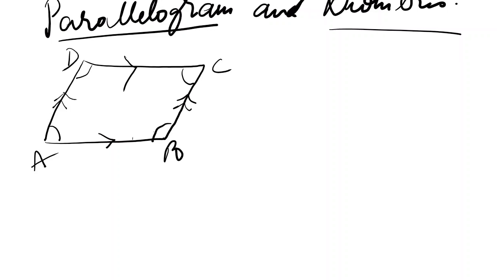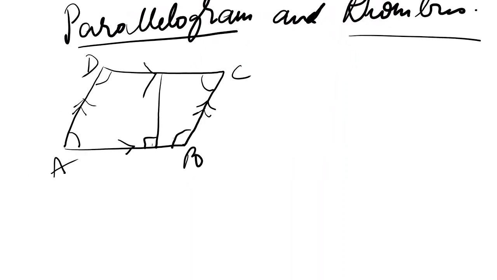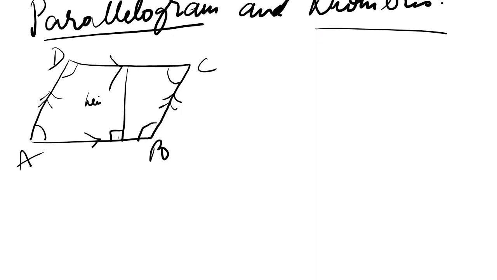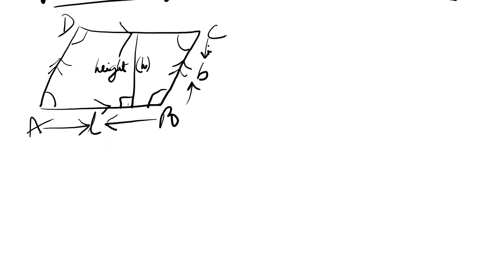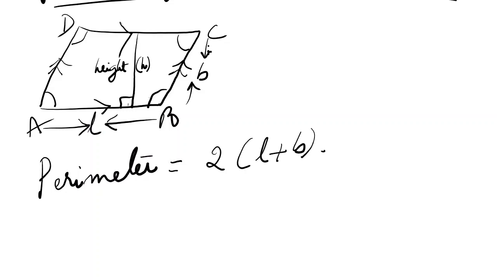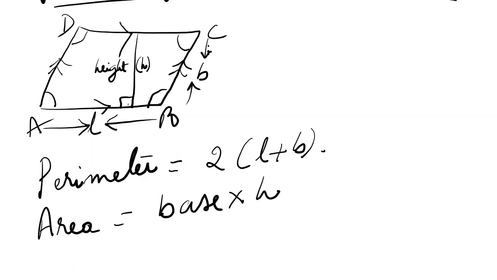Here you have to consider the perpendicular distance between the two opposite sides, and that is called height, denoted by small h. This is the length, denoted by L. This is breadth, denoted by B, like in rectangle, and then perimeter is equal to twice length plus breadth. This is similar to your rectangle, but area is equal to base into height.